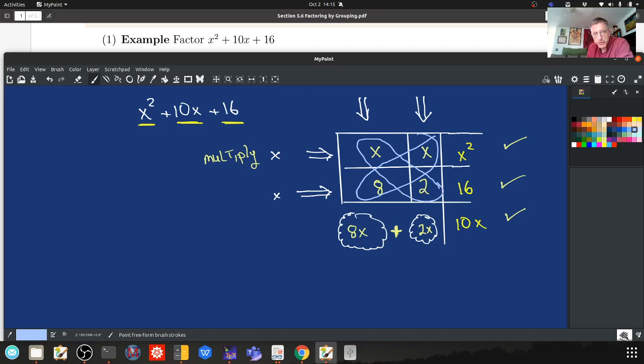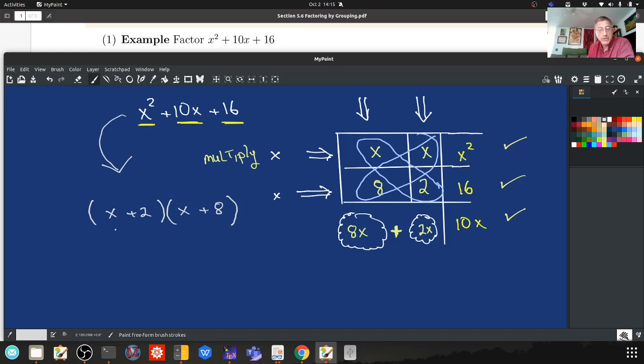So remember, 2 is going to be positive 2 and 8 is going to be positive 8. And from those groupings, I fill in these two groupings because they're always going to be the product of two polynomials of degree less than 2. So this is x plus 2 and x plus 8. And I just factored this into the product of two linear polynomials.